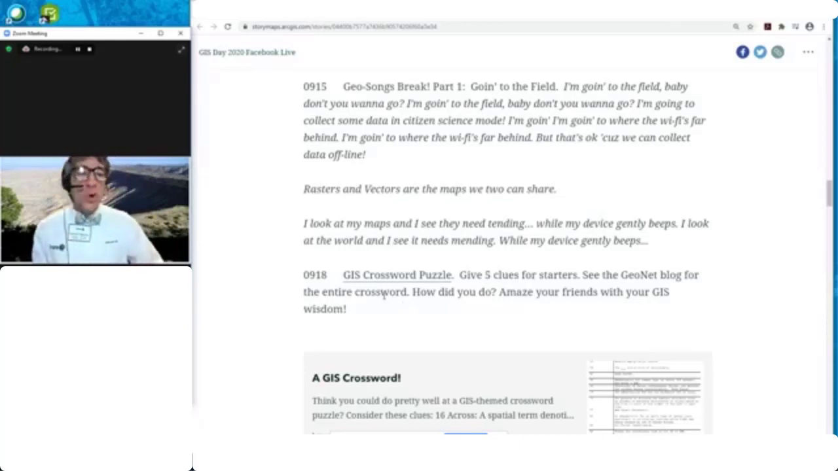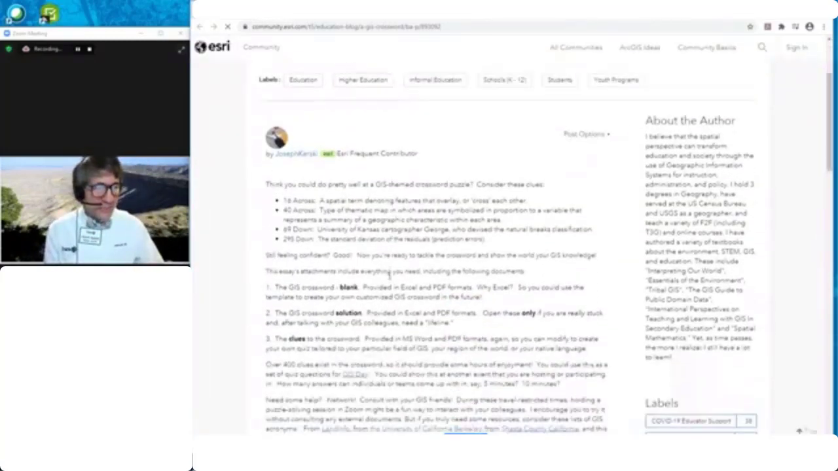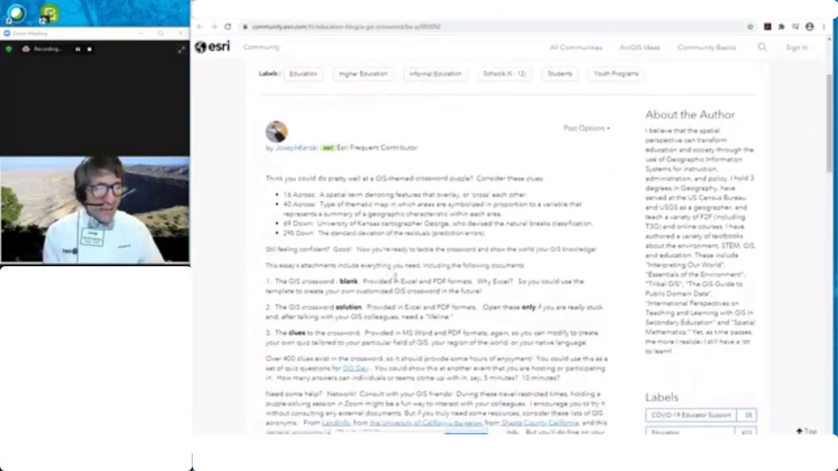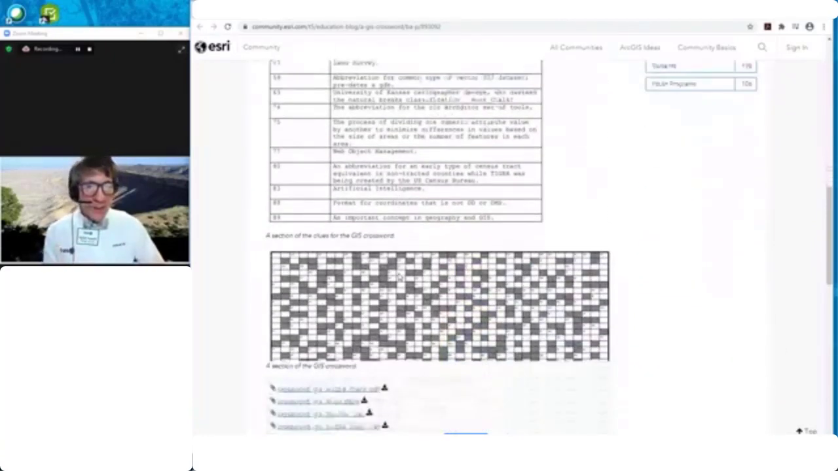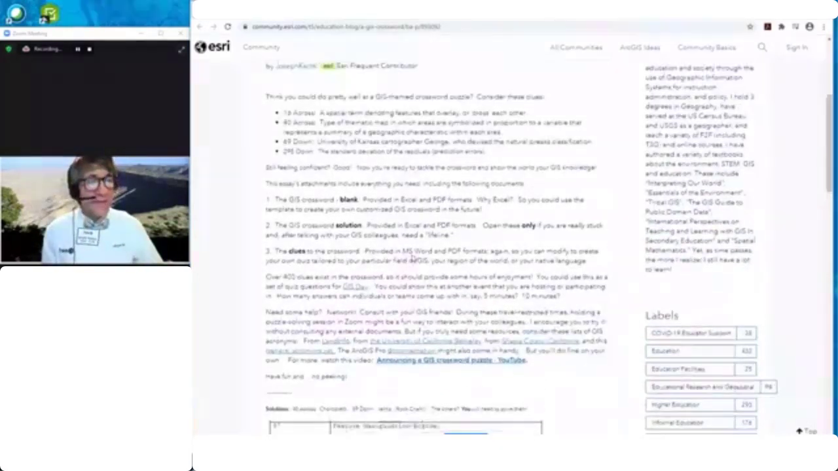Okay, GIS crossword puzzle. I created a GIS crossword puzzle for GIS Day that you can give part or all to your students or your colleagues, to test their GIS knowledge. Let's do a few of those clues right now. See how well you do at the GIS crossword puzzle. Now, in this particular blog post, you just search on GIS crossword. As you can see here, this is pretty extensive. I've got 400 clues in here, folks, and time doesn't permit us to go through them all. Let's just do a few of them.